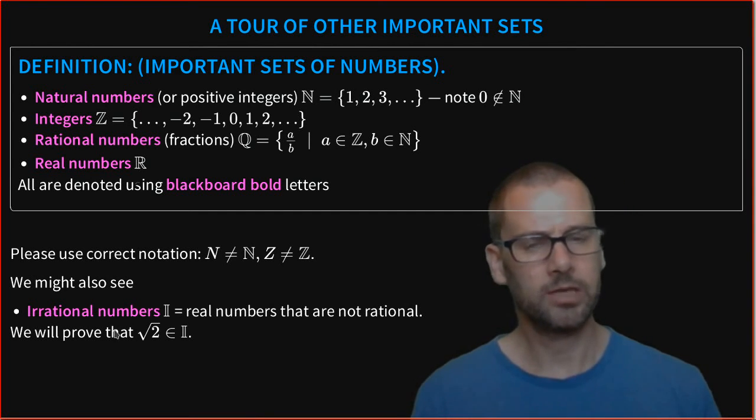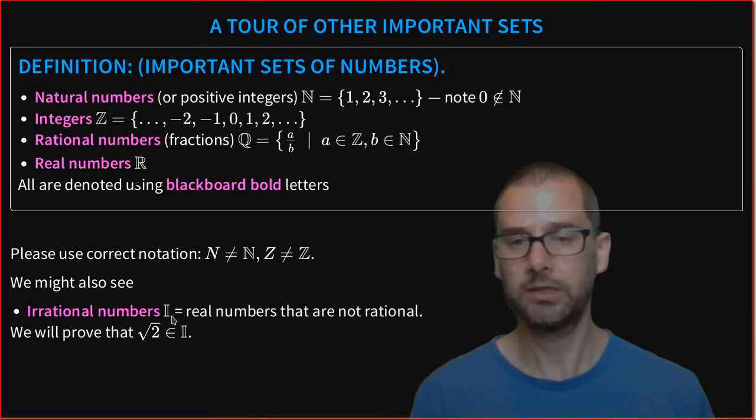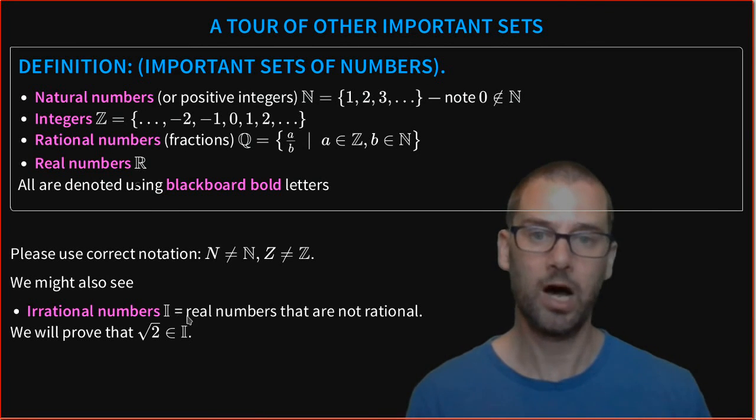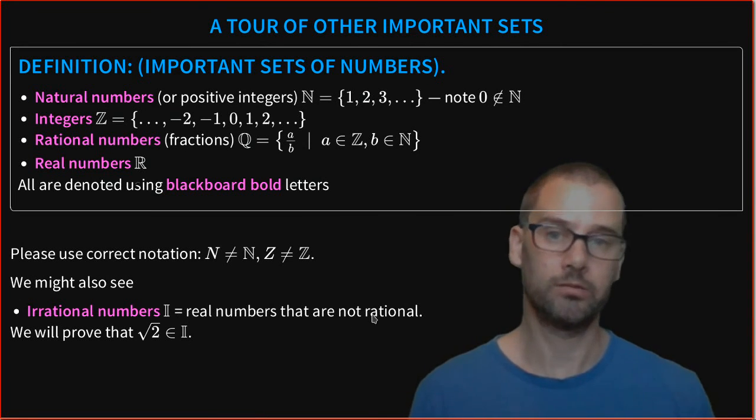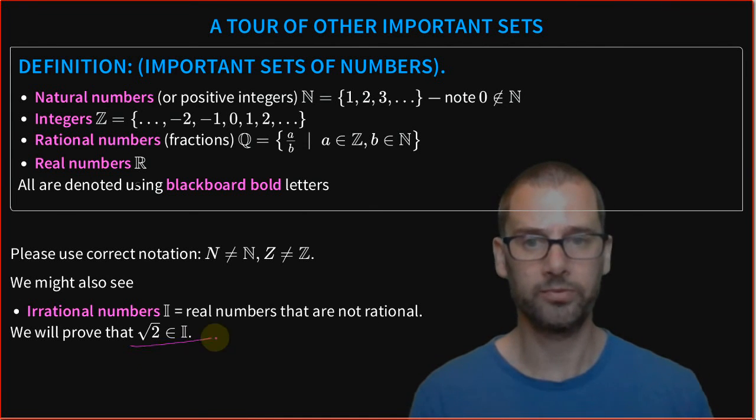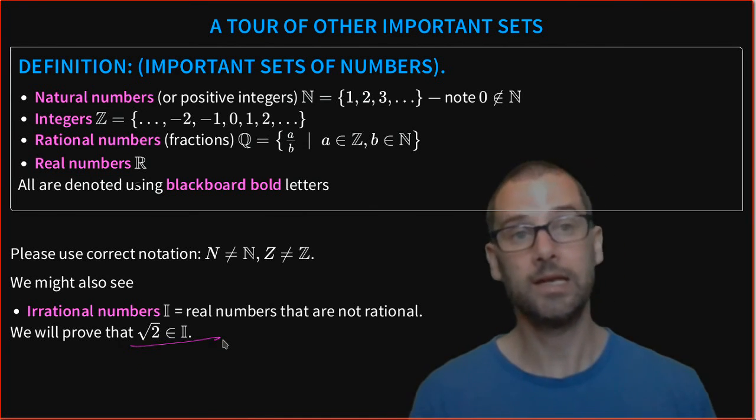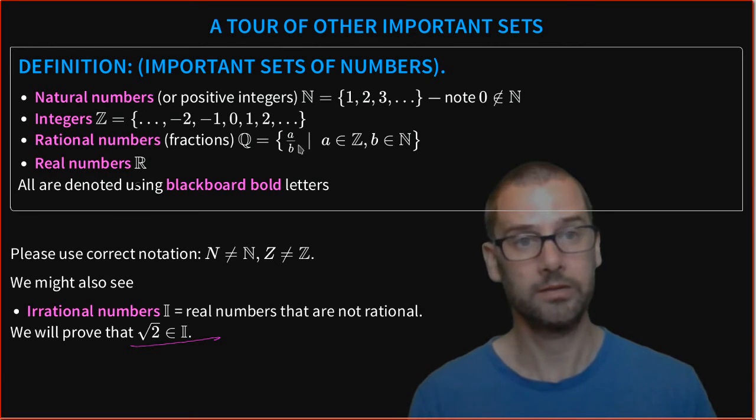We might also see from time to time the set of irrational numbers being written with this blackboard bold I. So these are the set of real numbers that are not rational. And indeed, in this course, we'll prove the fact that root 2 is an irrational number. We can't write it as a fraction.